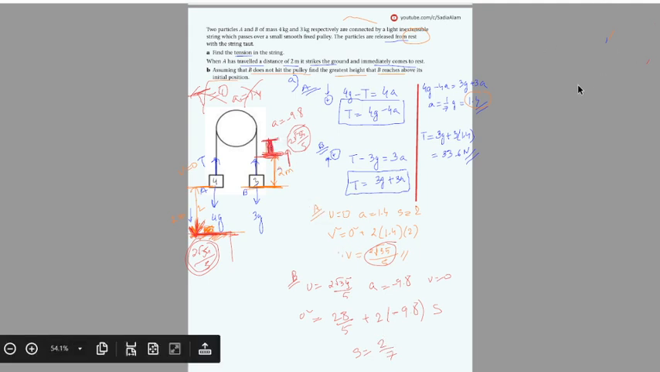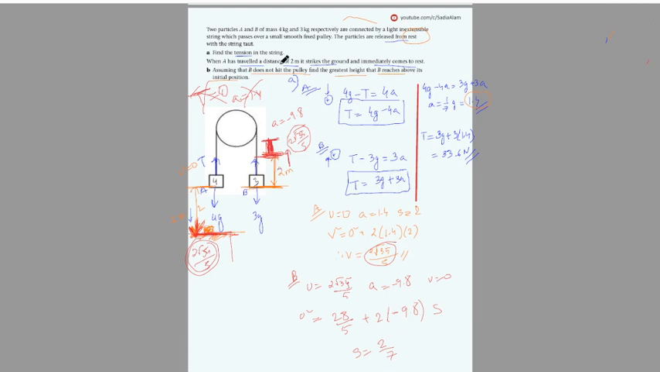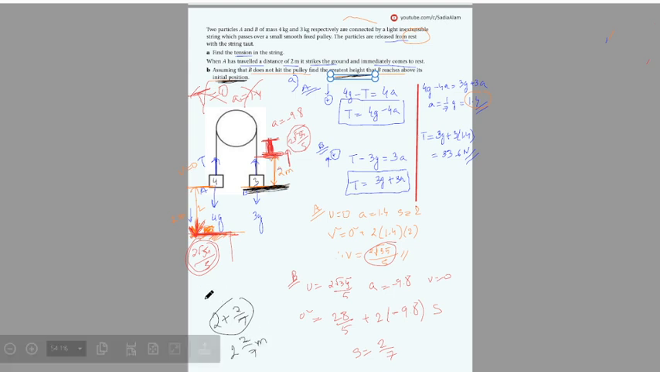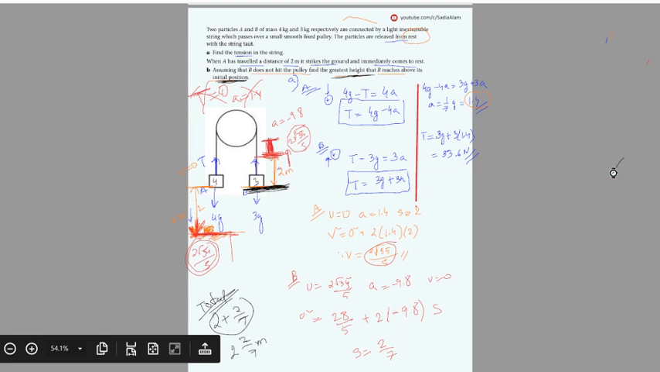But we have to find the height B reaches from its initial position, from its starting point, the total distance. So 2 plus this red portion. So total distance is basically 2 plus 2 by 7. So 2 by 7 is your total distance traveled by particle B starting from its initial position.